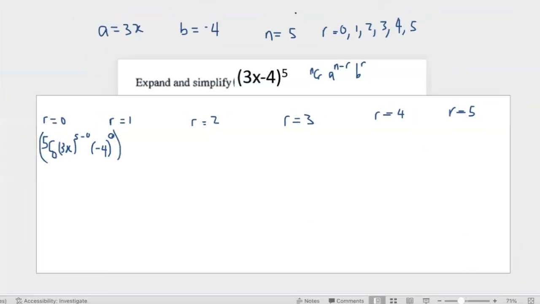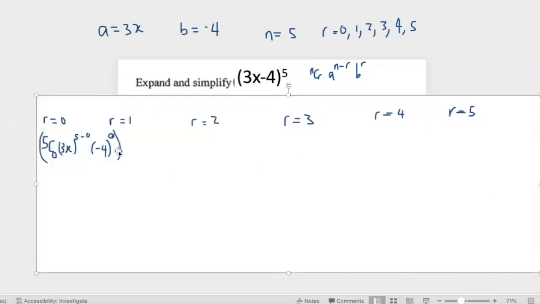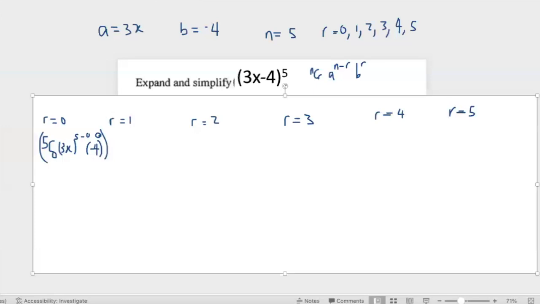Now we're going to do this again, but we're going to substitute, and the only thing that changes is r. So let's look at when r is equal to 1. All you're going to do is replace the zeros with 1. So instead of 5C0, I'm going to have 5C1. Then we have 3x to the 5 take away 1, and then -4 to the 1.